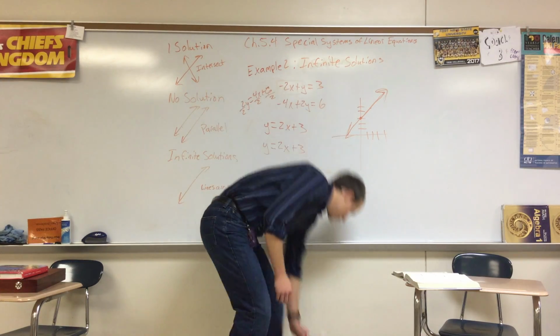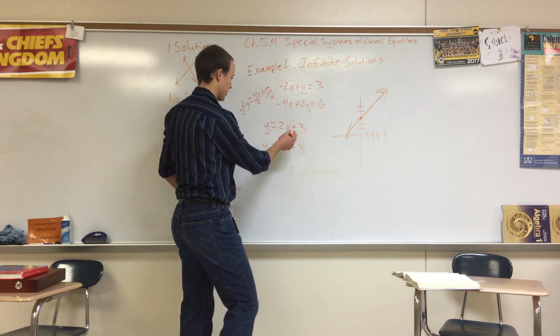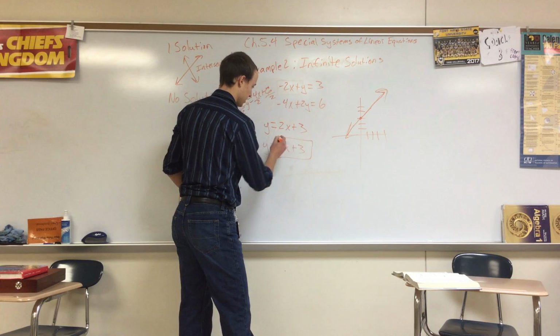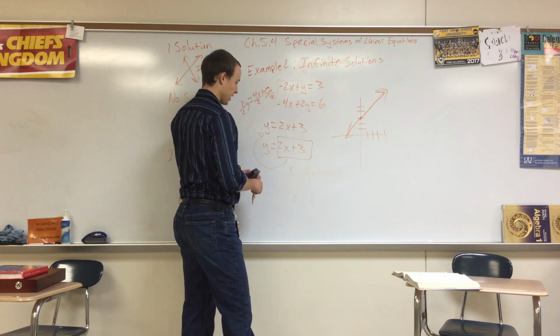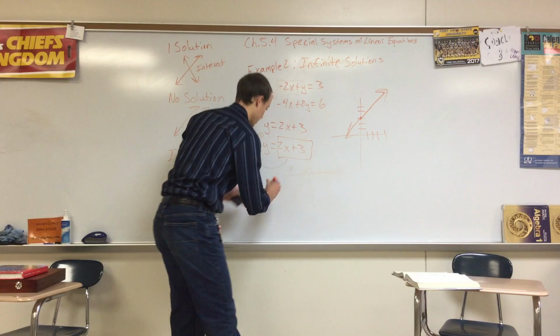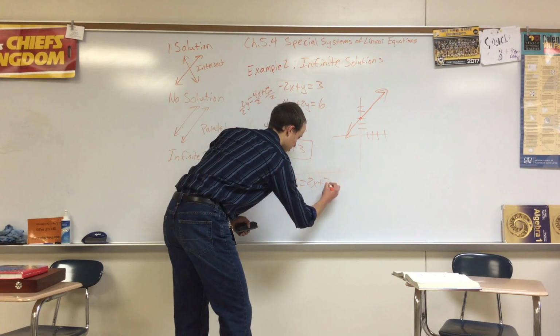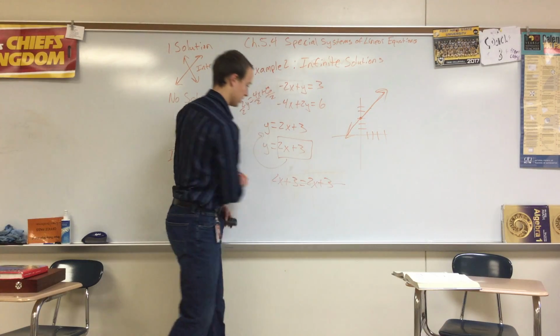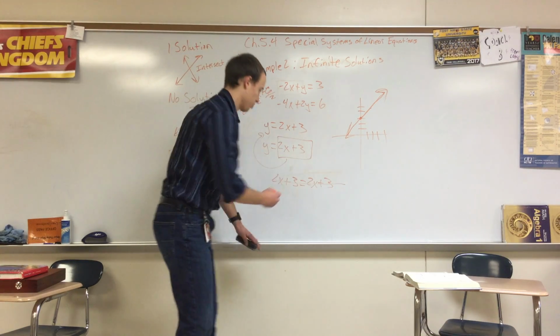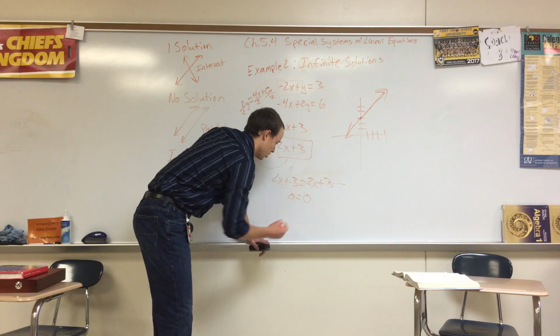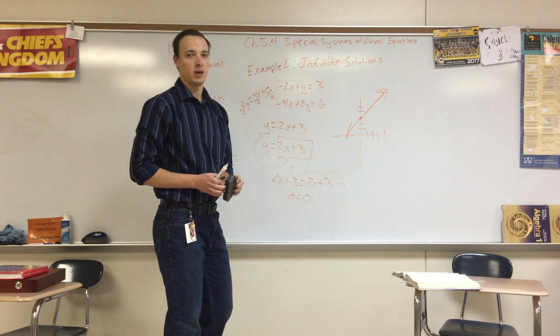Now, I could solve this by substitution by taking this, plugging it in for y, and I'm going to get 2x plus 3 equals 2x plus 3, and everything's going to cancel out because it's all the same. So I would get 0 equals 0, which is going to mean infinitely many solutions.